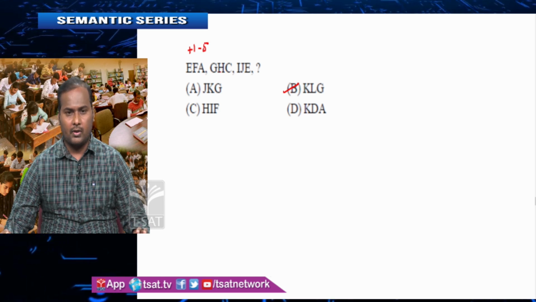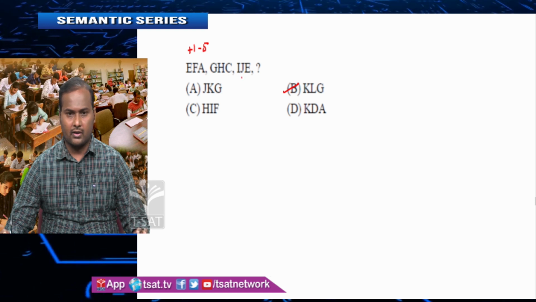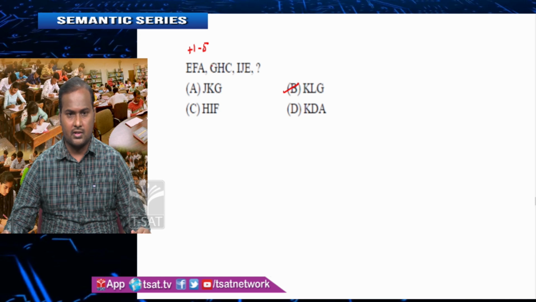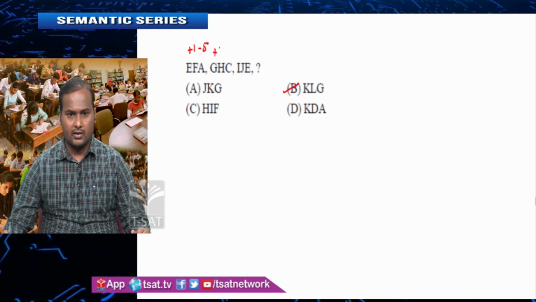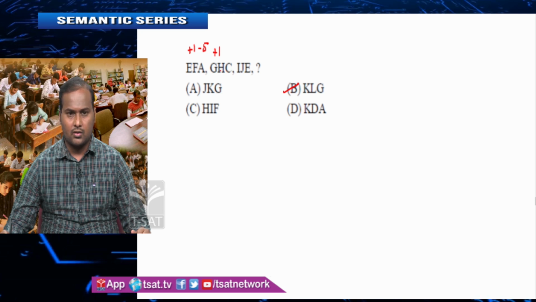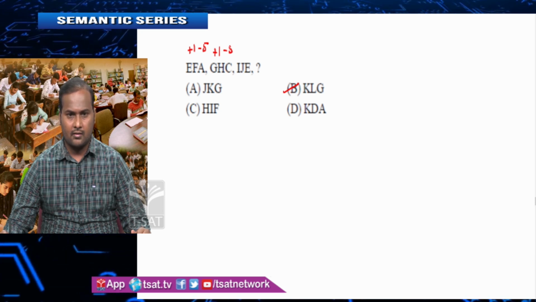If all the remaining also follow plus 1, minus 5, then we will check from the options also. For example, G to H, G is 7, H is 8. It is also increasing by 1. Here H is 8, C is 3. So 8 minus 3, it is also decreasing by 5.